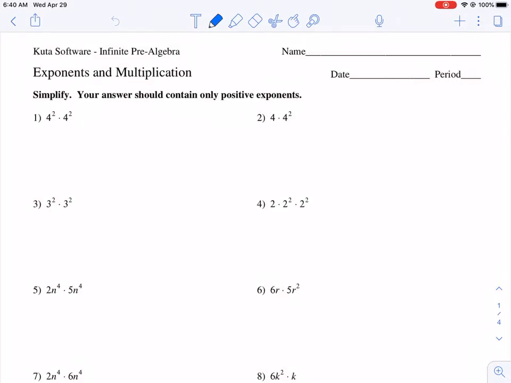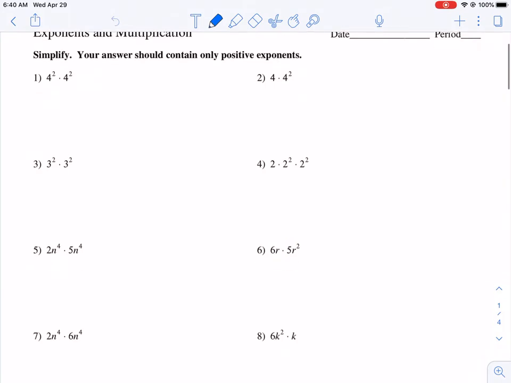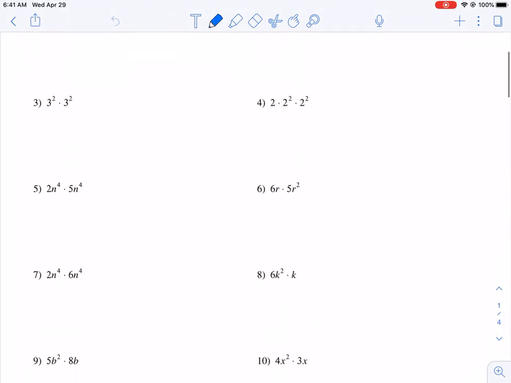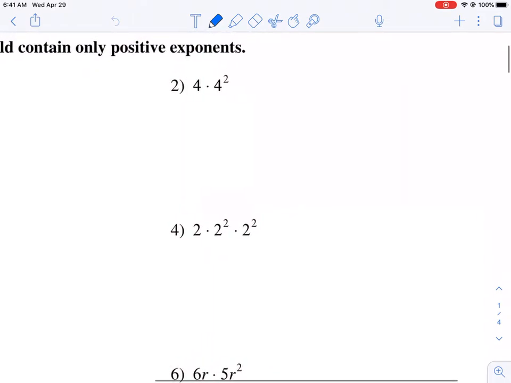Today we're going to be doing a Kuta software worksheet on exponents and multiplication. So let's go ahead and get started. I generally assign the odd problems when I give these worksheets, and a lot of your teachers will probably give you these worksheets in supplement of the stuff that you're doing in class. So we're going to go ahead and start with the evens.